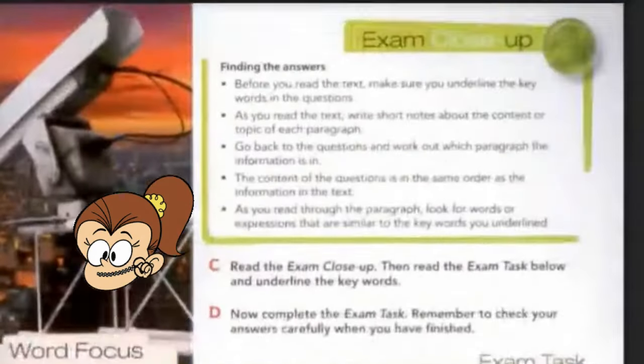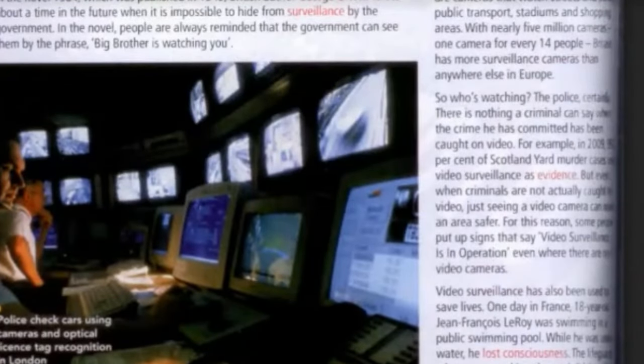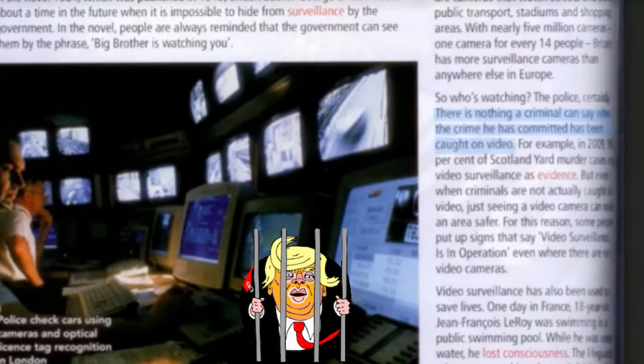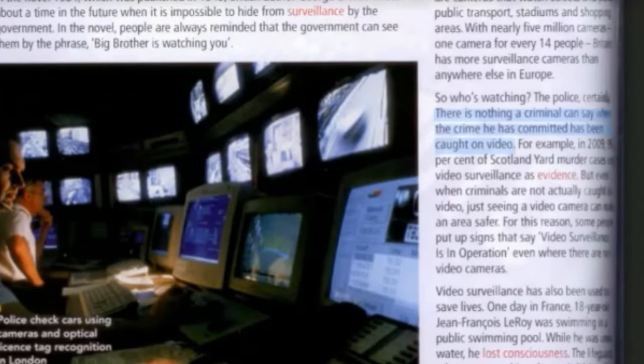But look at the passage. The passage says there is nothing a criminal can say when the crime has been caught on video. That means there is no way for them to explain. They cannot say that they are not in that place. It doesn't mean that they keep quiet or say nothing. It's just that the proof is already there. There's nothing they can say. Understand? So these two sentences basically mean different things. So number 7, Brian says is true.